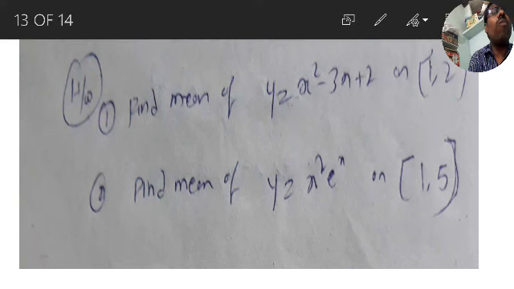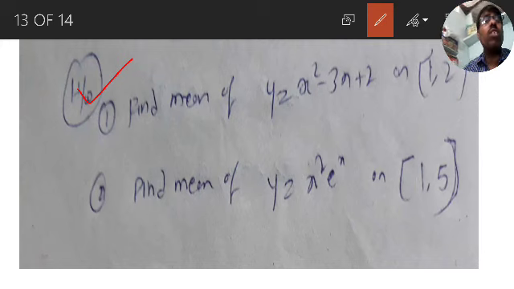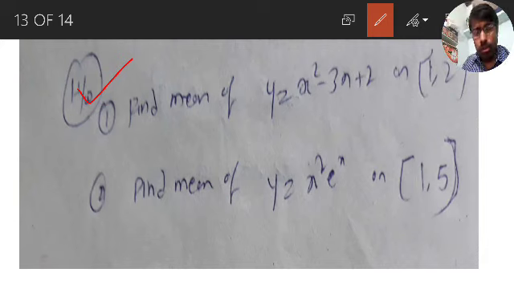So now it's time for homework. So this is my homework. I give very simple problems. Find the mean of y is equal to x square minus 3x plus 2 on 1 to 2. Limits are given. Function is given. Just integrate 1 by b minus a integration a to b f of x dx.